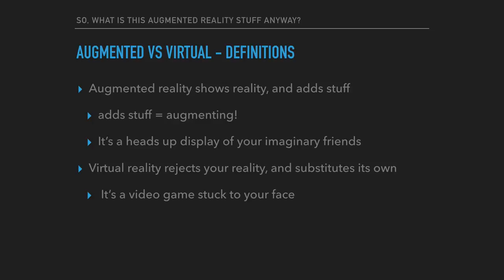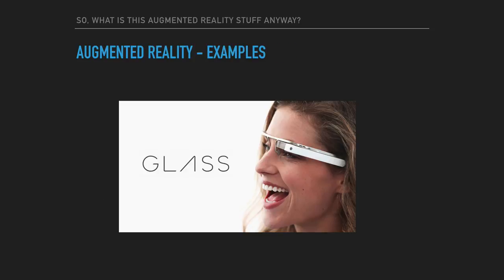So augmented reality is different to virtual reality. Up until a few weeks ago when Pokemon Go came out, people got those confused. Now everybody knows what it is. Augmenting something is to add something to it. So you're taking the reality and you're adding something to it. Virtual reality is completely replacing reality. It rejects your reality and substitutes its own, as they like to say on Mythbusters. Virtual reality is a video game stuck to your face.